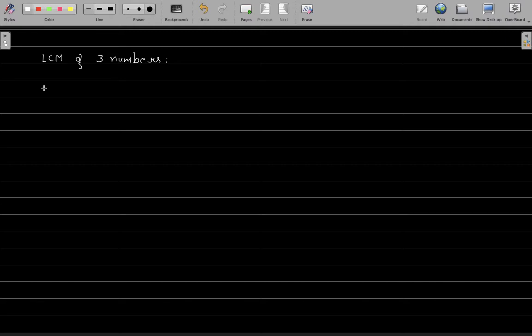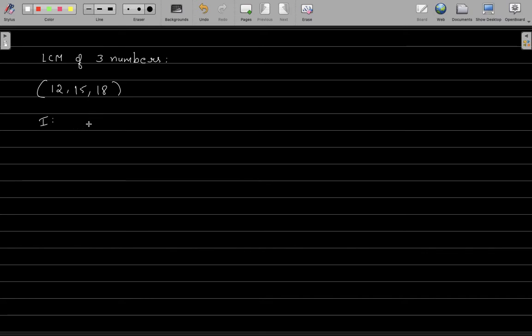In this session, we shall be discussing how to find out LCM of three numbers. Let me start with a simple example. Say I have three numbers 12, 15 and 18. Now I want to find out LCM of these three numbers 12, 15 and 18. We have two methods as usual.